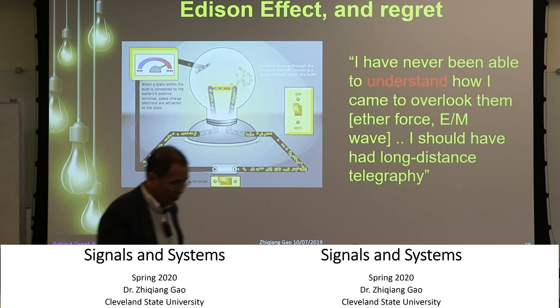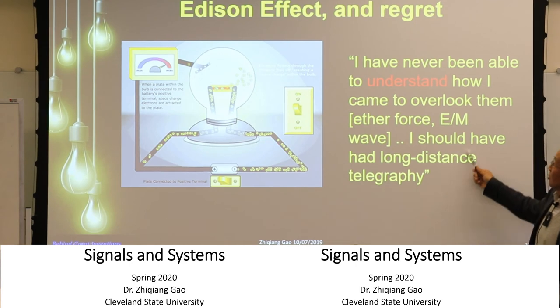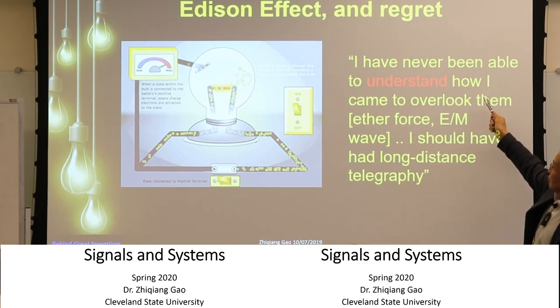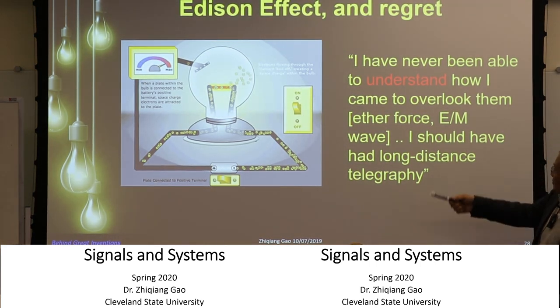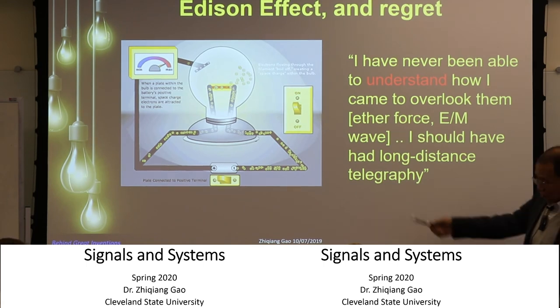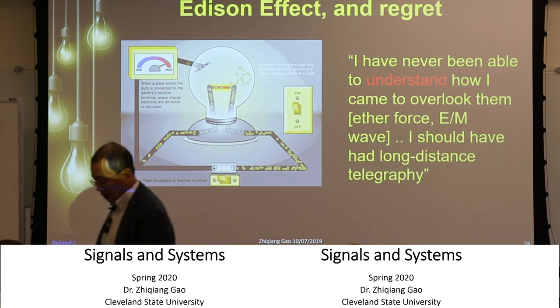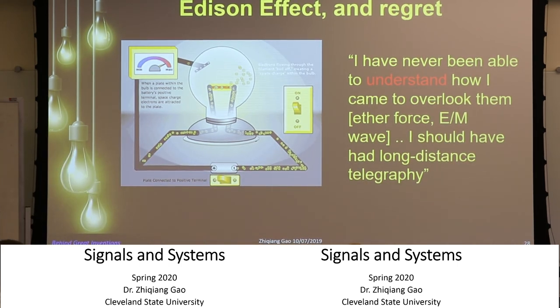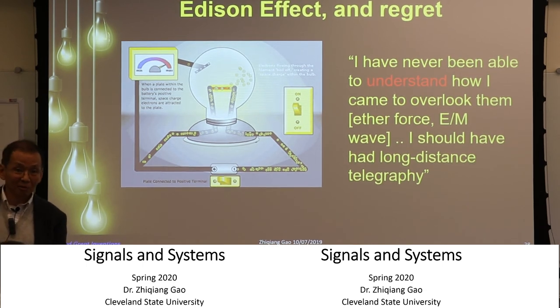Here is the one big invention that he missed. This is the biggest regret, he said. He said, I have never been able to understand how I came to overlook it. This discovery was made by somebody else and was directly responsible for wireless communication. Maybe you can ask your professor when you get to the communication class, who was the first one to invent wireless radio? The seniors took communication, right?